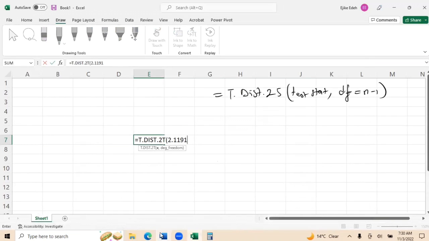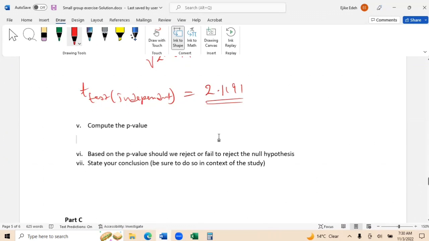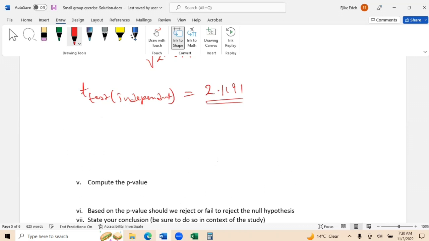2.1191, comma, degree of freedom. Okay, so let's explain this. The degree of freedom for the independent sample t-test. So now they are independent. So you have two different groups.